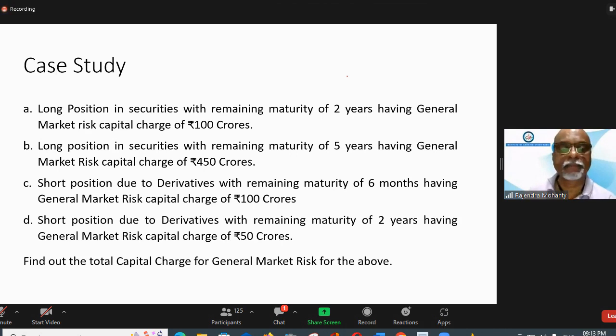Sir, can I say that for long duration it is a plus sign and for short duration a minus sign? Yes, that's what I have explained to you. Long position means normally banks' positions are positive. Short position is always negative, so short position means this is a minus. That's why I have taken a minus for this. Long position means it is a plus. Understood, sir.